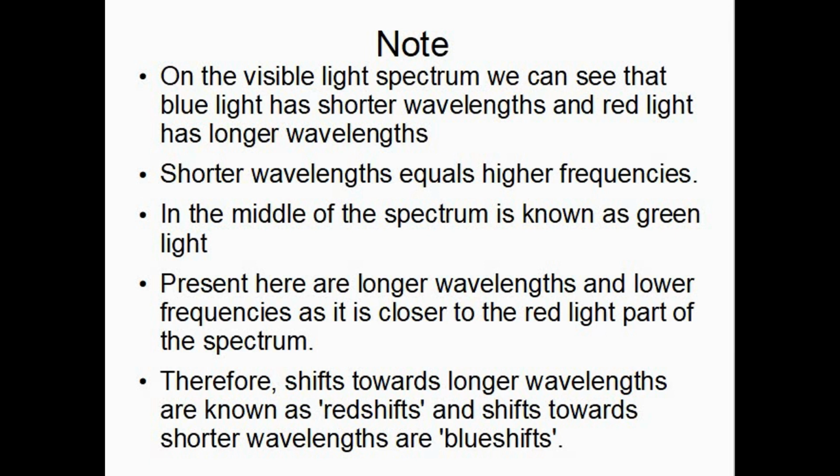Now, the green light in the middle of the spectrum has longer wavelengths and lower frequency than blue, as it is closer to the red light part of the spectrum. Therefore, a shift towards longer wavelengths is known as a red shift, and a shift towards shorter wavelengths is known as a blue shift. Let's have a quick summary of this section, because the Doppler effect is now complete.